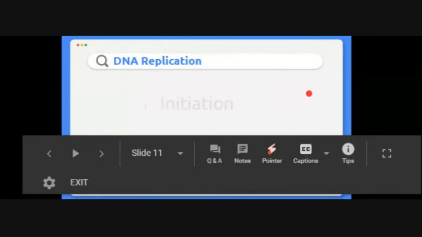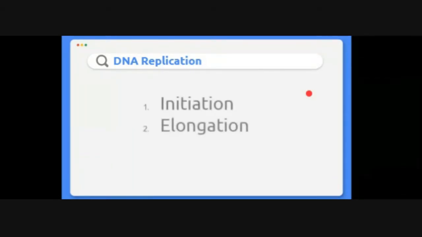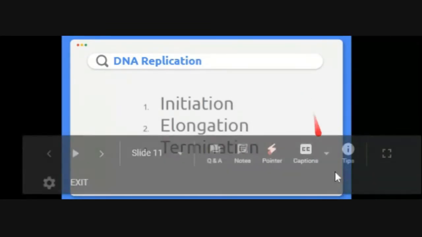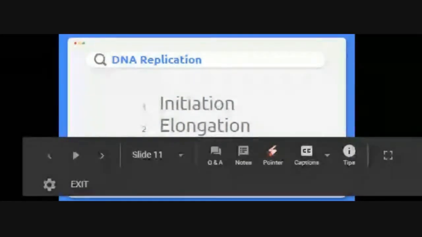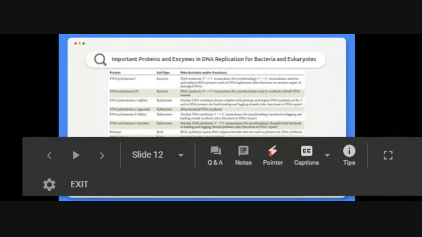So, DNA replication. There are 3 steps in DNA replication. So, first is initiation, second is elongation, and third is termination. So, yan yung basic steps in DNA replication. So, first, let's take a look at the actors.